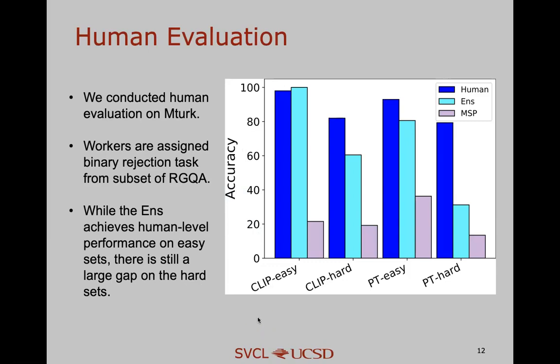We also conduct a human evaluation on MTurk. Workers are assigned binary rejection tasks from a subset of our dataset. While ENS achieves human-level performance on easy sets, there is still a large gap on the hard sets.